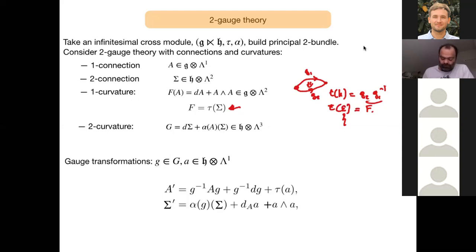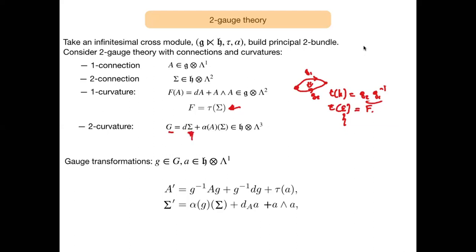So that's curvature being connected to the two-connection through the tau map. And then we can also define the two-curvature, so the curvature for the two-connection, which is a free form. And that's just the covariant derivative of the two-connection.